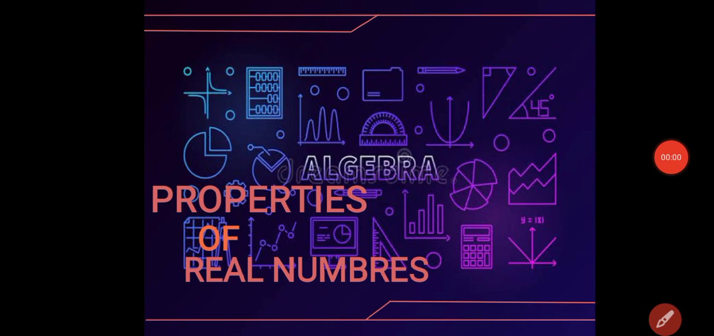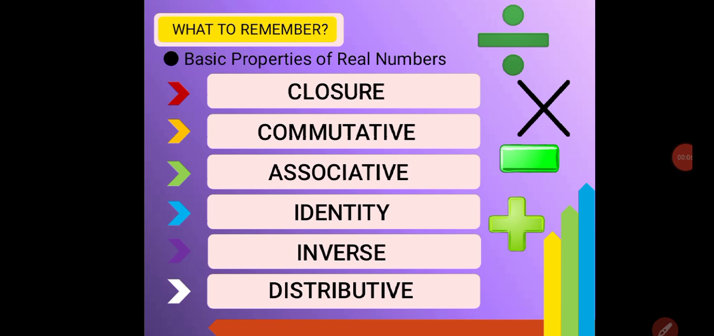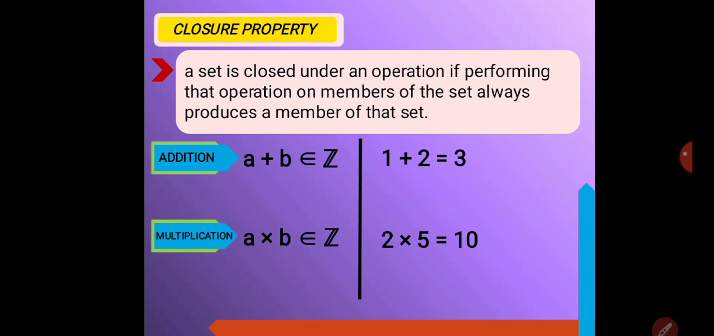Hi guys, today's topic: properties of real numbers. What to remember? The basic properties of real numbers. Number 1, closure property. Number 2, commutative property. Number 3, associative property. Number 4, identity property. Number 5, inverse property. And lastly, distributive property.